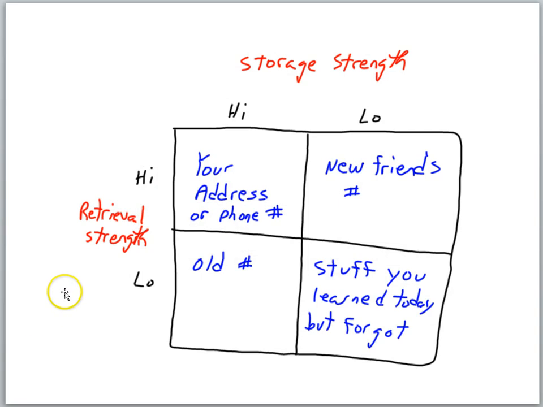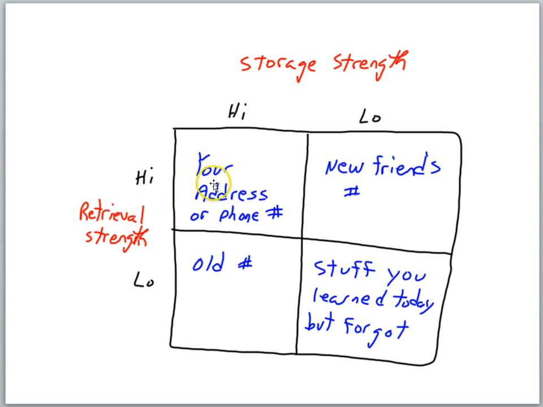Now, to get a sense of what kinds of things would have high and low storage strength or retrieval strength, consider this box here. Let's take the first box up here, top left corner. This item would have high storage strength and high retrieval strength. What would it be? Your address or your phone number. It is well learned. You've stored it strongly in your memory system, and you can quickly access it, so it has high retrieval strength.